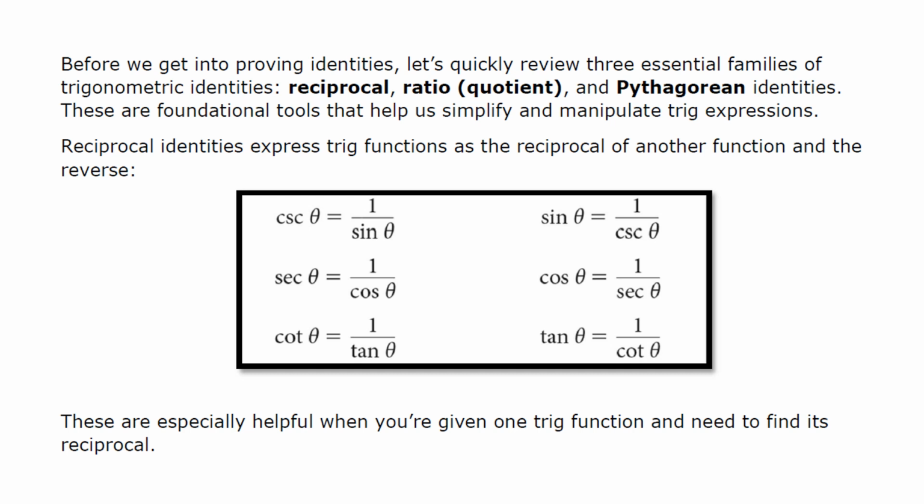The reciprocal identities express the trig functions as the reciprocal of another function and the reverse. So cosecant theta is equal to 1 over sine theta. Sine theta would be 1 over cosecant theta. And then the other trig functions and their inverses, secant and cosine and cotangent and tangent. These are especially helpful when you're given one trig function and need to find its reciprocal.